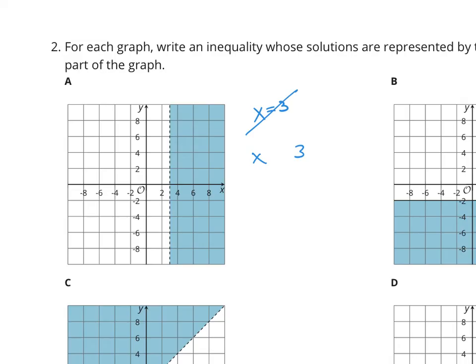The first thing I notice is that it is a dashed line. So that tells me I'm going to either have a greater than sign or a less than sign. The other thing I notice is that everything is shaded to the right of 3. So that means I'm looking at all the numbers on the x-axis that are bigger than 3. So my inequality is going to be x is greater than 3.